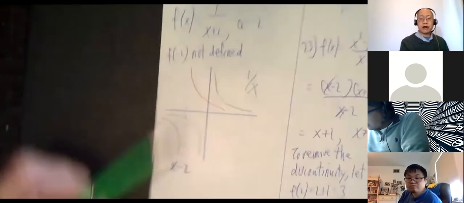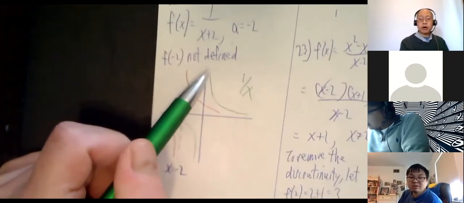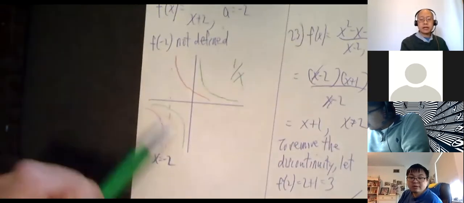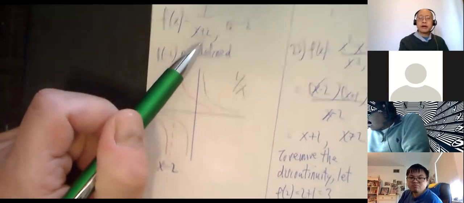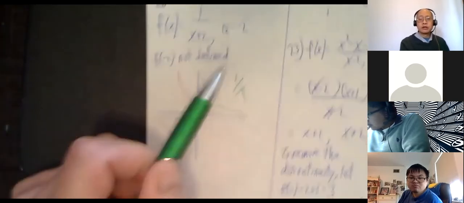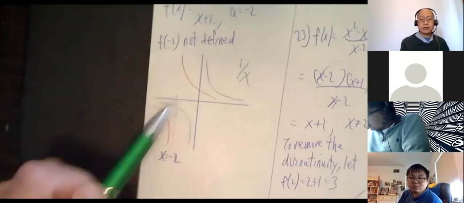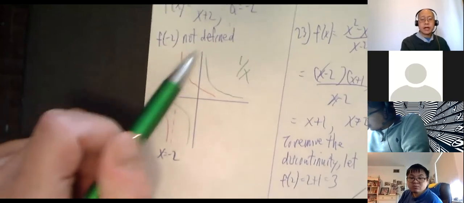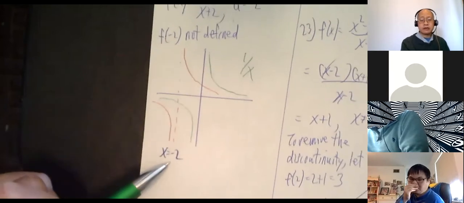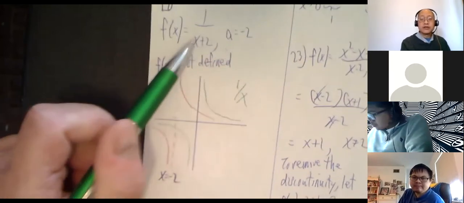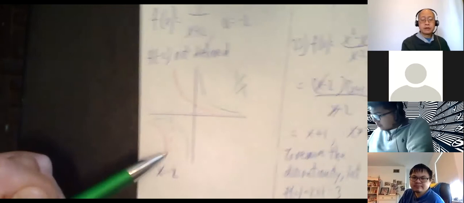Okay, and quickly, what's the graph? Recall 1 over x in green looks like that. 1 over x plus 2, you translate 2 units to the left. So if I go 2 units to the left, I have the red. And the asymptote, which used to be the y-axis, is moved over to x equals -2. So the graph of this function is the red graph.